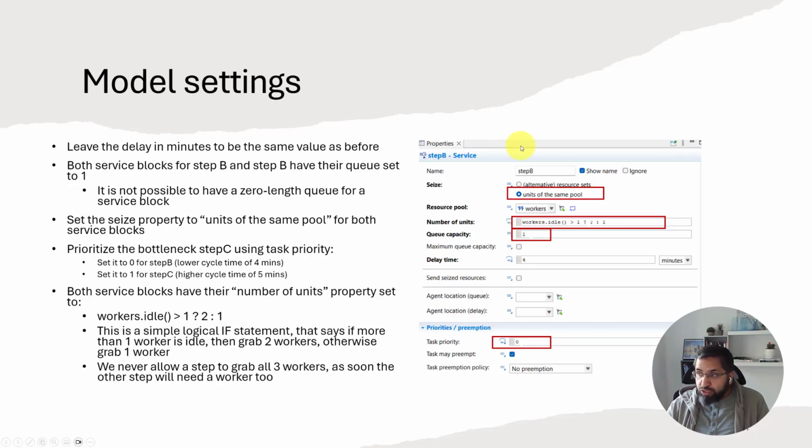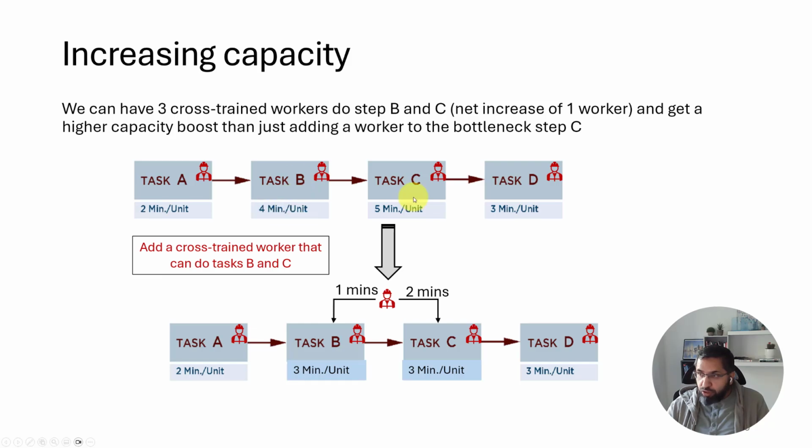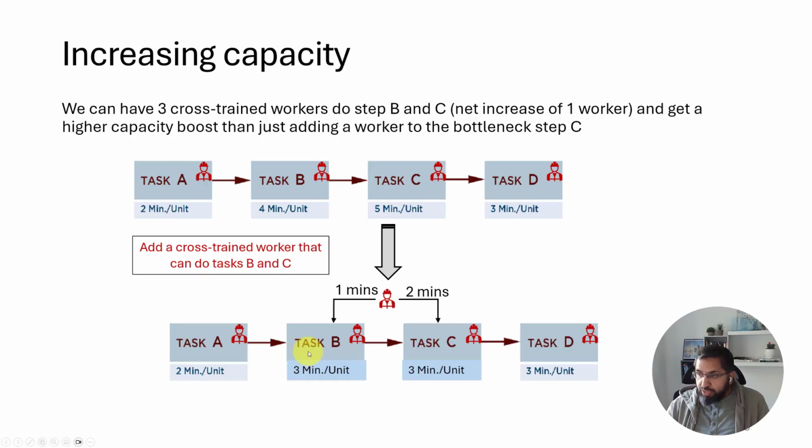Delay time is 4 for step B. See, this is step B as it was the default one. Step B is 4. When you go to step C, this would be 5 right here, the delay time. Okay. And then this is really important. Now, look at this picture here.